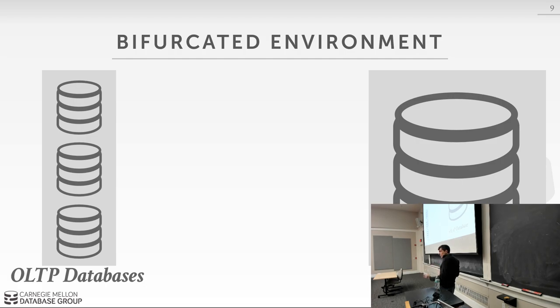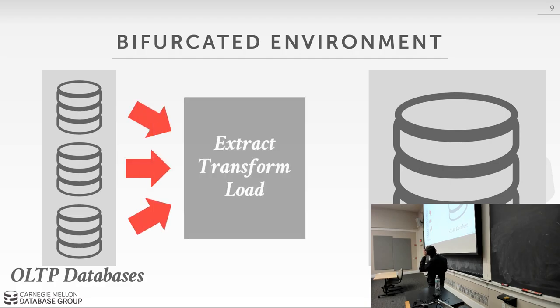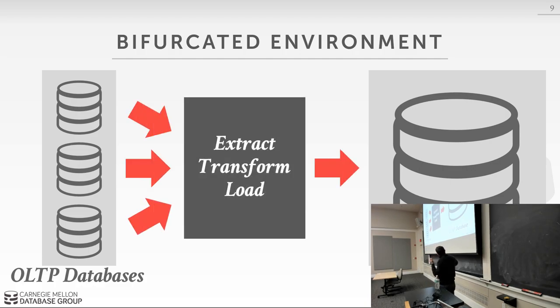And the idea here is traditionally, you don't want to run analytics on your front end databases because that's going to slow you down while you're running transactions, which is what you don't want to do. So there's usually a process called ETL where you're going to stream out the changes you get from the OLTP databases, do some kind of transformation on them, and then load them into your backend data warehouse. And then now you do all your analytical queries on this backend system here.